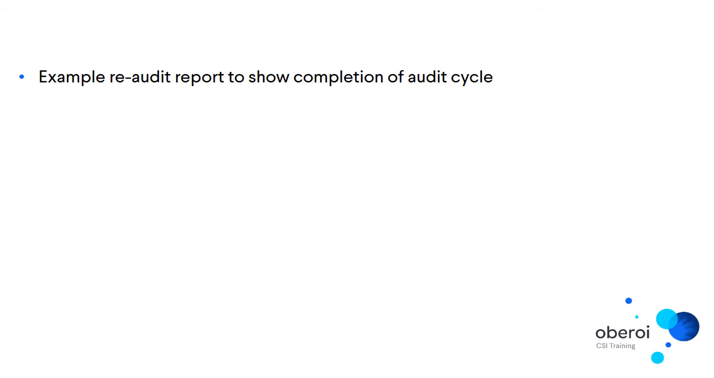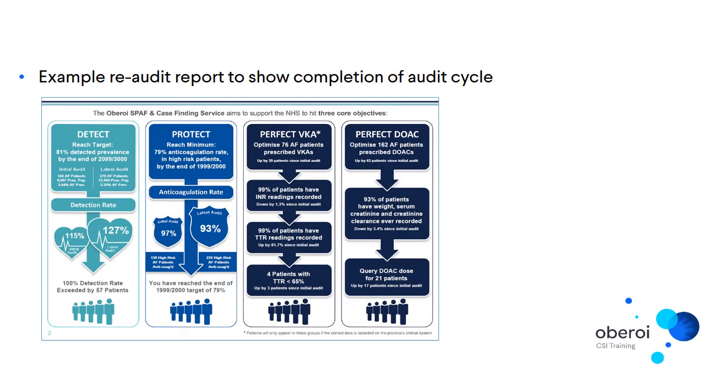Okay, so that's the baseline audit, and obviously to be an audit rather than just a set of searches, this has to be redone to show the completion and show where changes have happened. So we can see from this page the detection rate was at 115%, it's gone up to 127, so they can show that there's been an increase there. Patients protected, i.e. on the right therapy, it actually has gone down slightly, but that's because they've identified more patients.